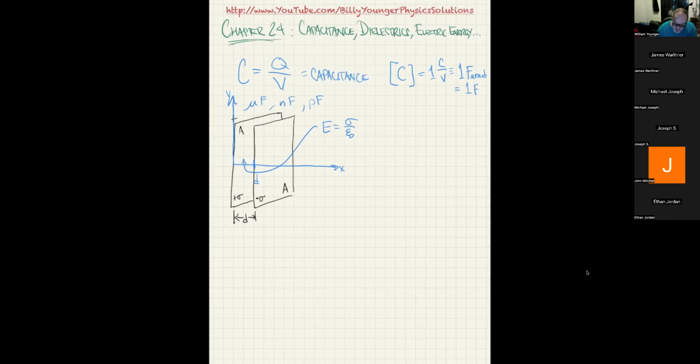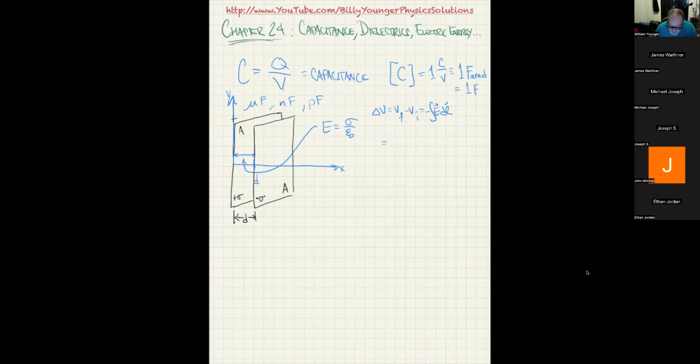So I'm going to calculate delta V, which is V final minus V initial, which is equal to the negative integral of E dot dL. I'm going to choose a path from, let's say, here to here. That's the path I'm going to choose. The reason I'm doing that is that the final voltage will then be higher than the initial voltage, so I'll actually get a positive value.